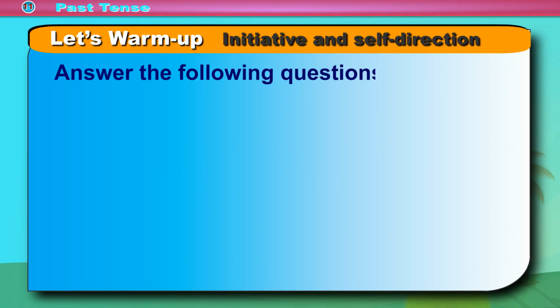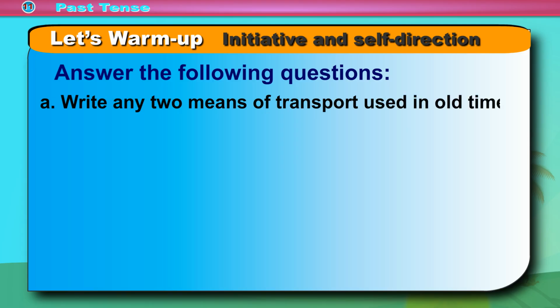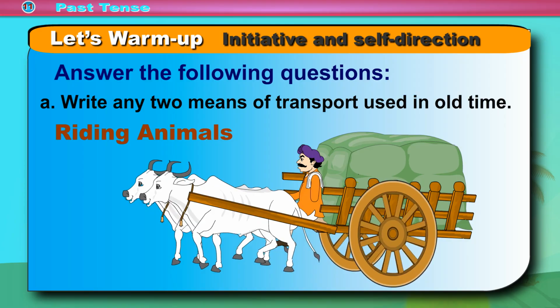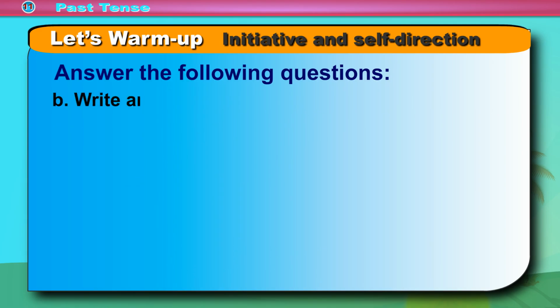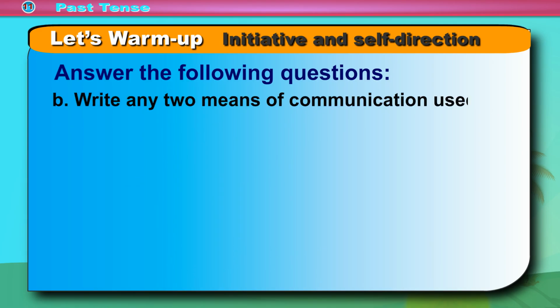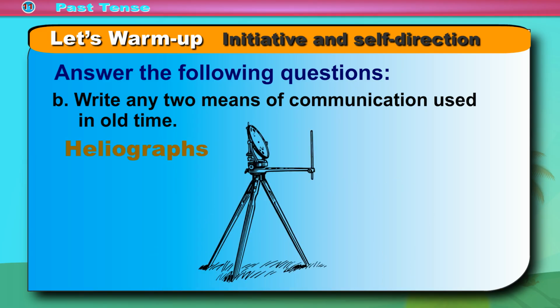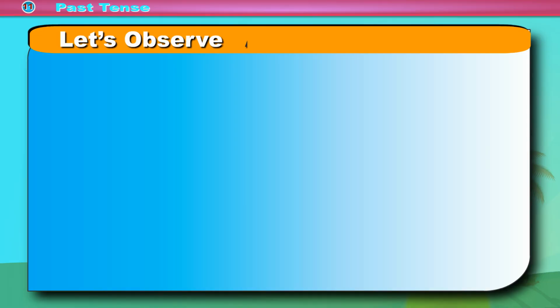Answer the following questions. A. Write any two means of transport used in old time. Boats. Riding animals. B. Write any two means of communication used in old time. Hand gestures. Heliographs.